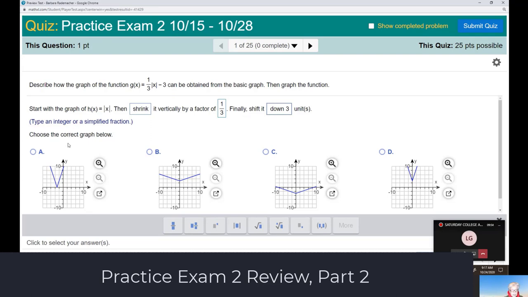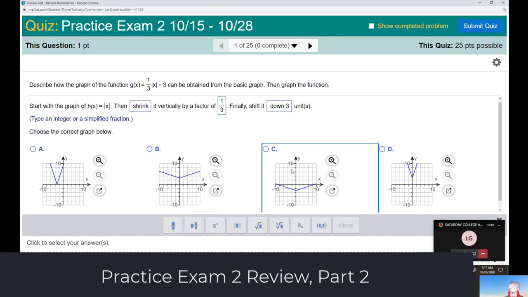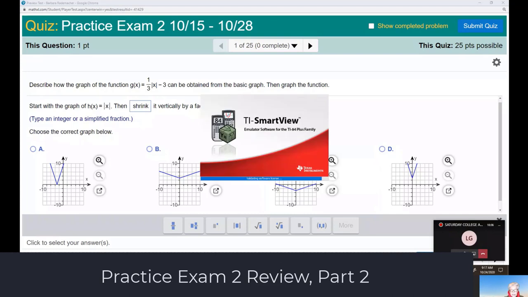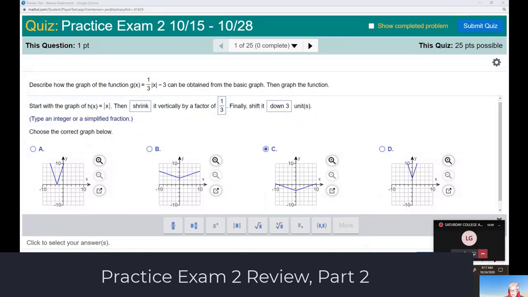And then find the correct graph. Well, we're going down, so this is definitely down. And since this is 10, each one of these hash marks is 2. So that would be a 3, so we would be going down 3, and the arms are open much wider. So that would be a vertical shrink because the arms are lower. So I would go with C, but there is no reason that you can't graph this on your graphing calculator.